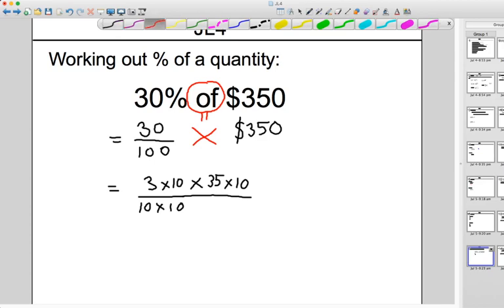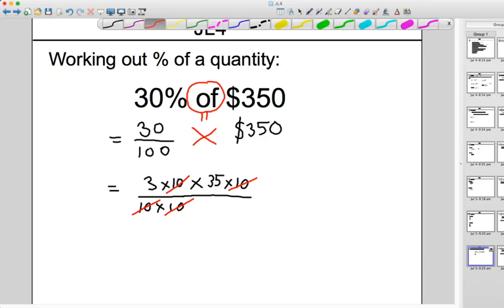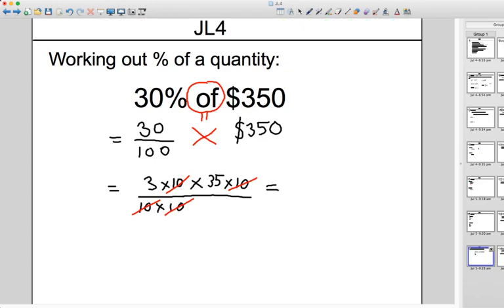Let's cancel now. A 10 on the top and a 10 on the bottom will disappear. A 10 on the bottom and a 10 on the top will disappear. Gives me an answer of 3 times 35. 35 times 3. 5 3s are 15. 3 3s are 9, plus the 1 is 10. Answer: $105.